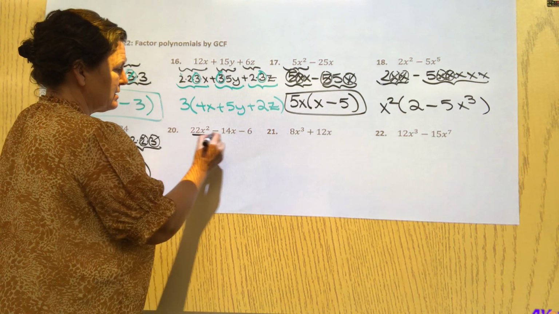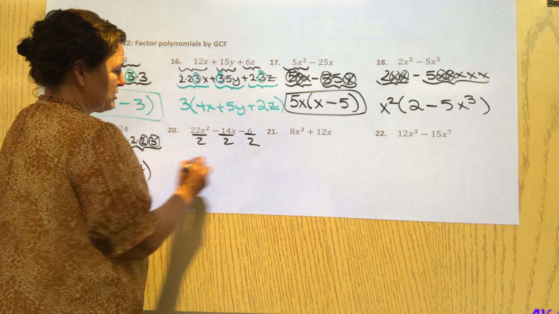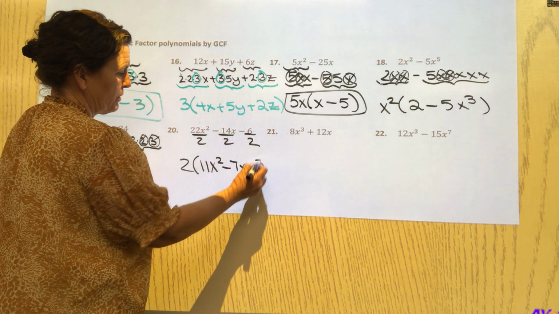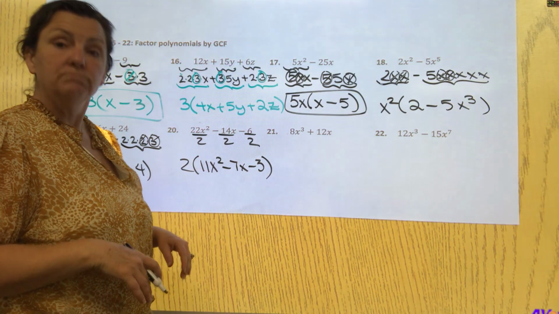Here, the only thing I can take out is a 2. They don't have much in common here. It's going to be 11x squared minus 7x minus 3. And you could do it the other technique as well. Okay.